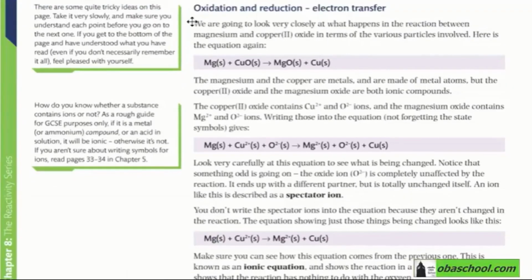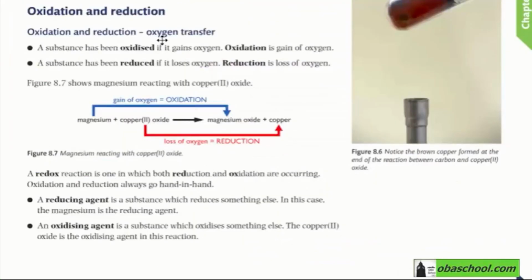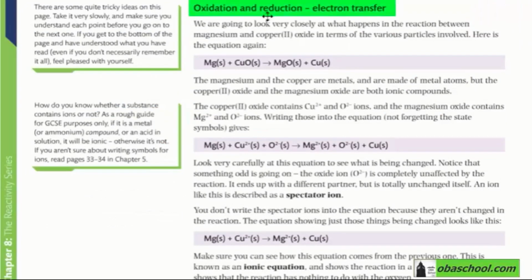Hello everyone. In the previous video, we talked about oxidation and reduction, oxygen transfer. Today, we'll be talking about oxidation and reduction, electron transfer. Before, the oxygen was transferring from one element to the other. However, here, the electron will be transferring.